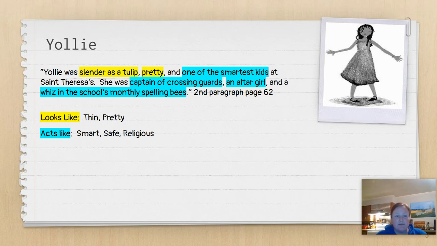The author also tells us she was captain of crossing guards. So in order to be a crossing guard, typically you have to be cautious or safe. So we can infer that Yollie is safe or cautious. It also states that she is an altar girl. An altar girl is a position at a church. So I can make the inference that she is religious.